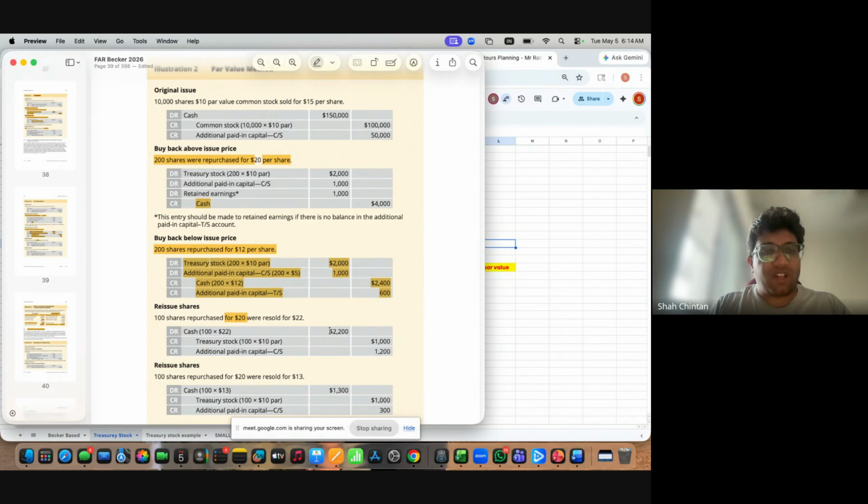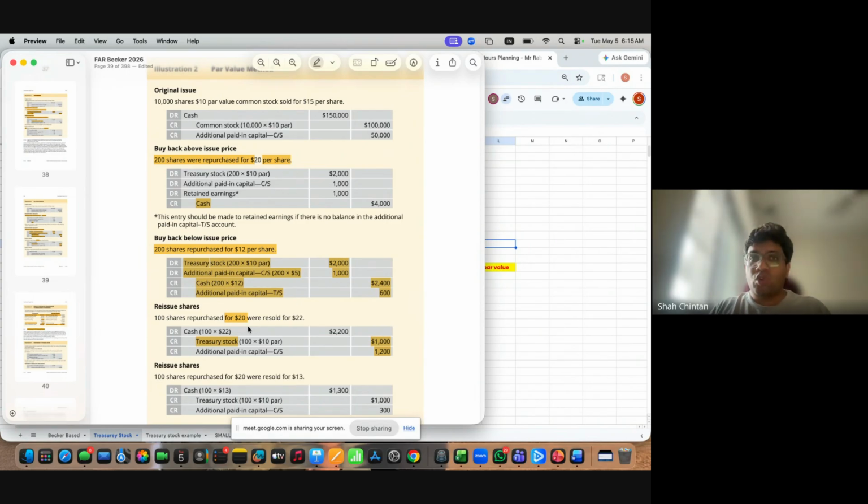Your entry is cash account debited $2,200, but it's a par value method, so treasury stock will always be recorded at par value. So 100 shares into $10 par value, which is $1,000. The plug will go as APIC common stock, which is $1,200. Again, thumb rule: your APIC treasury stock will be created here only when you are having a buyback below the issue price. Otherwise, you are always going to use APIC common stock under the par value method.